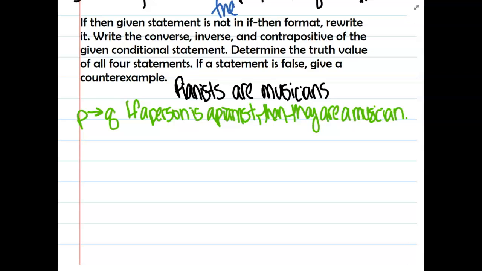So if I want to decide if this is true or false, I can decide, is every single pianist, every single person who plays the piano, also a musician? That's true. So we can say the truth value there is true.